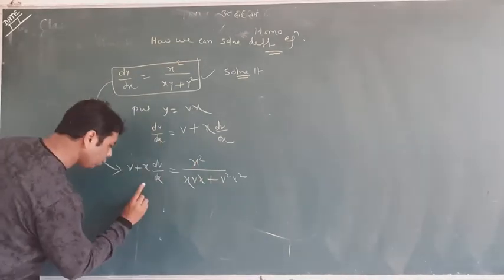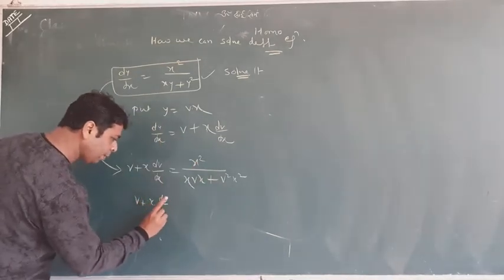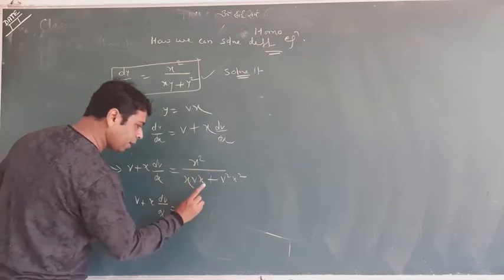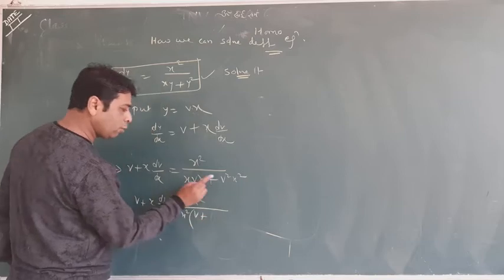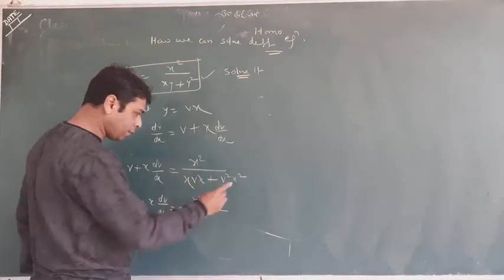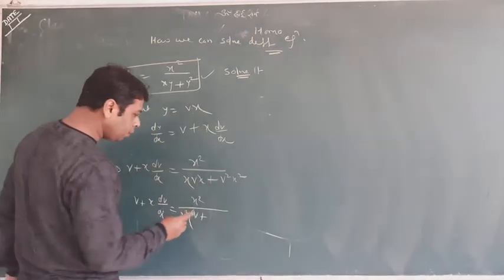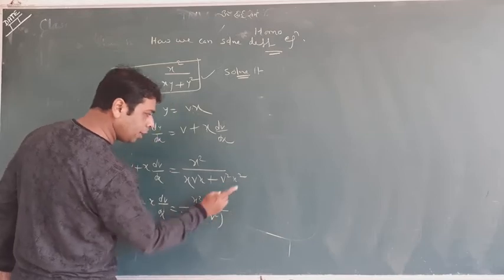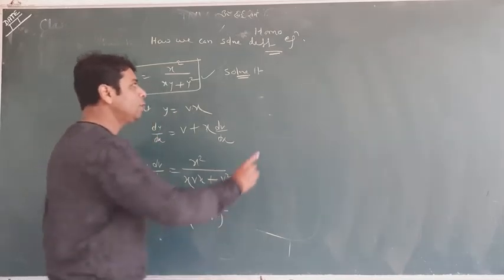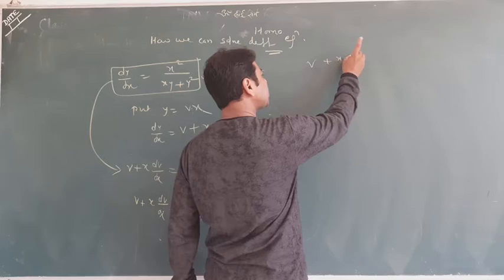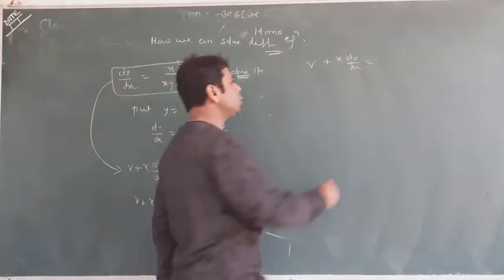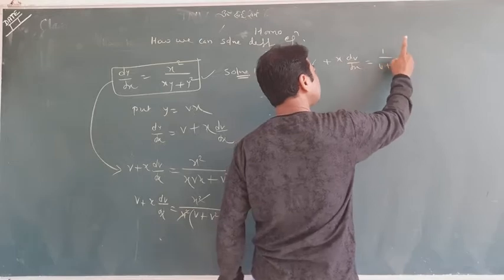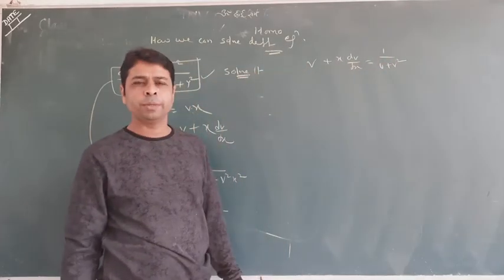Okay, now what do we do? v plus x dv by dx equal to, take x square common out of the denominator. What will we have? vx into x square, we have taken out common, v plus v square is remaining here, and x can cancel. We have v plus x dv by dx is equal to 1 upon v plus v square. This is the thing that has come.